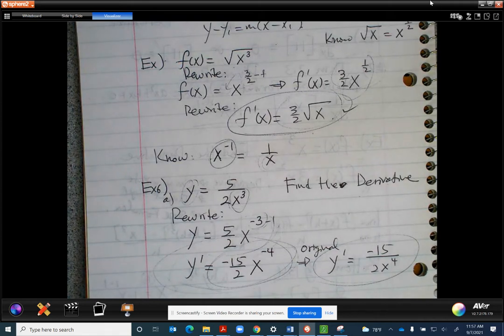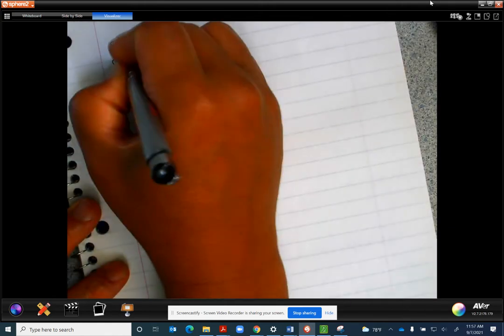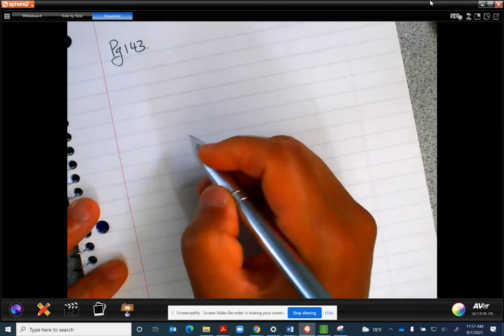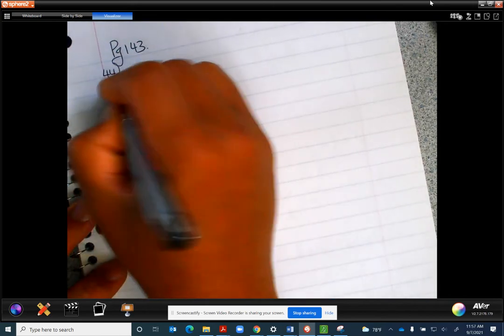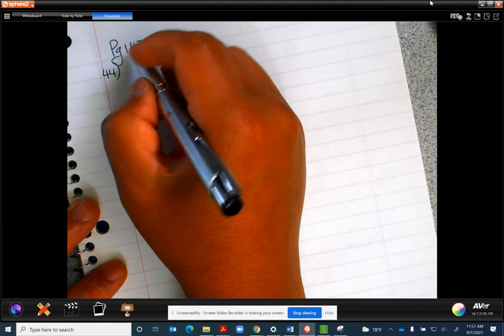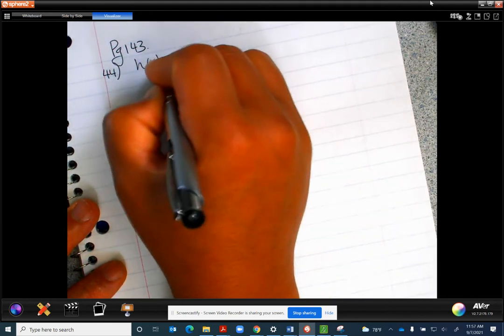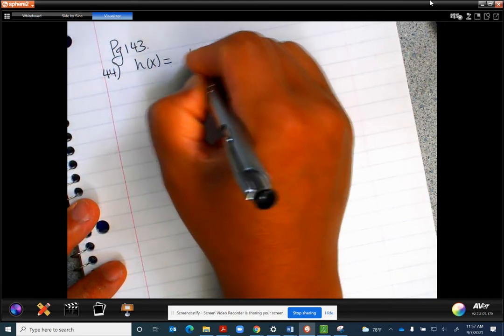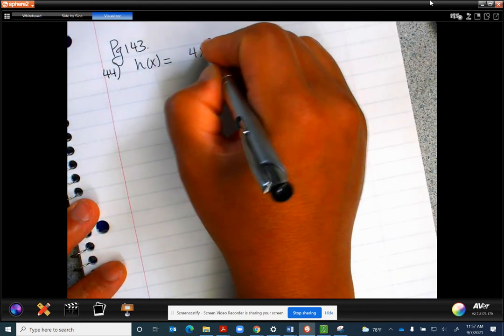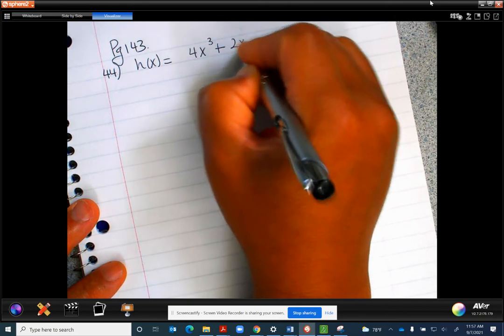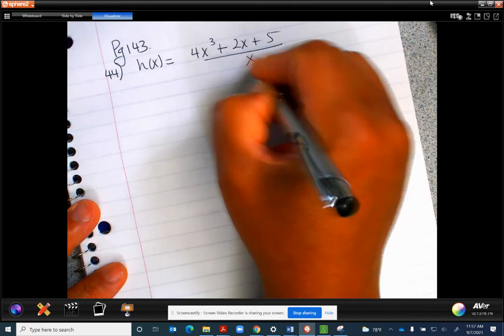All right, let's do an example from your homework where you need to rearrange things, okay? So let's turn to page 143. Page 143. Find number 44. All right, number 44, we have h of x is equal to 4x to the third power plus 2x plus 5, all over x.